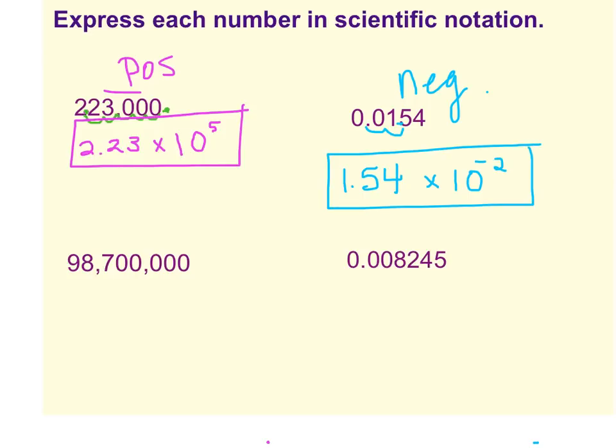All right, look at this huge number, 98,700,000. So this is a big number. It's going to have a positive exponent. Where does your decimal go? It goes after the 9. So we're going to have 9.87 times 10, and then just count up the spaces between the new decimal and the old decimal at the end. So you have 1, 2, 3, 4, 5, 6, 7.